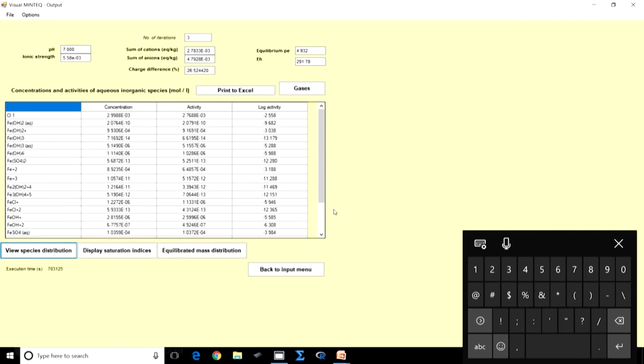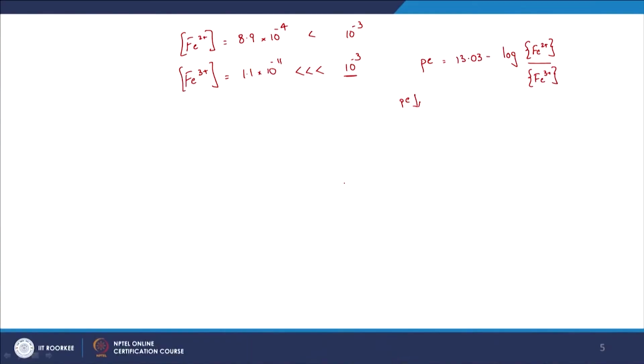Now let me look at what the pE value is. Okay, it's right here, and you see that the pE value is much lower. It's 4.9. Keep in mind that earlier we had a pE value of 13.03, and now we have a value of 4.9, and let's see how this changes our system. So the pE did drop. Earlier the pE was 13.03, now it is 4.9. Let's try to understand what this means for us.